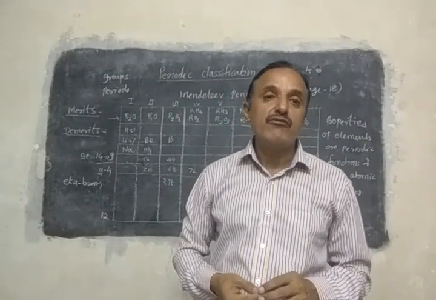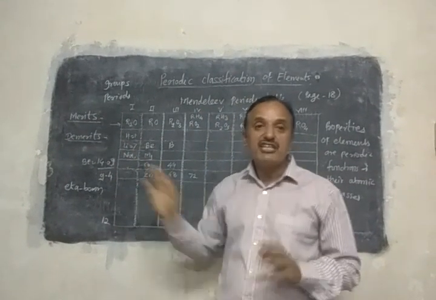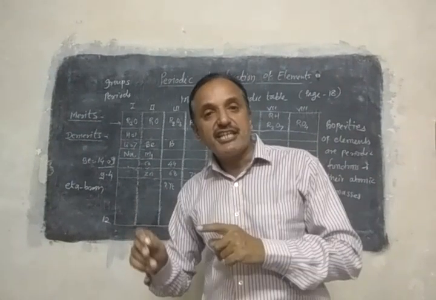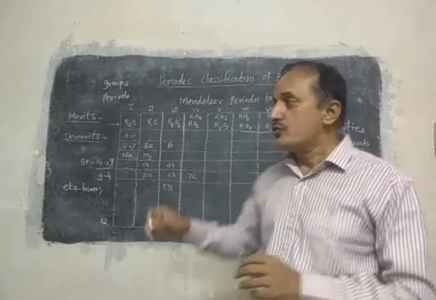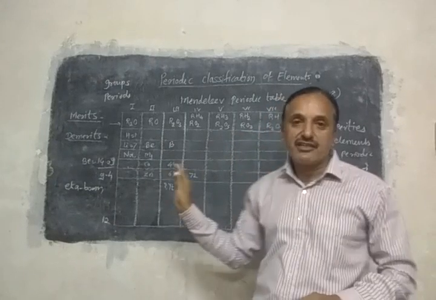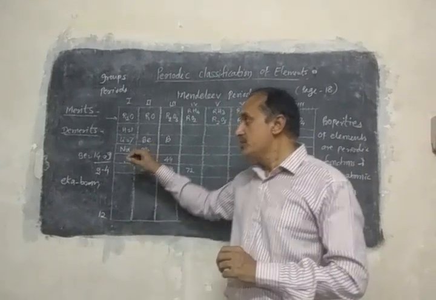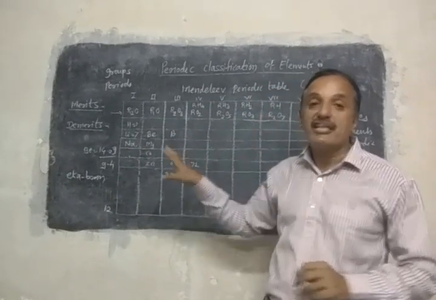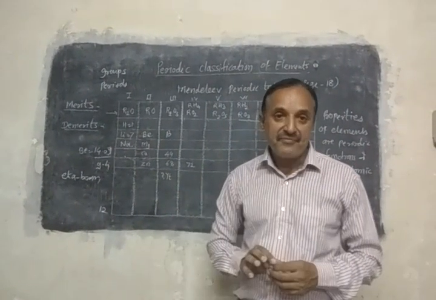So we'll see one by one the merits of the periodic table. Merit means here that we are getting some extra information from that table. So what is the first information? We can see that the elements present at that time were successfully placed in the table. That was the first advantage of that table.